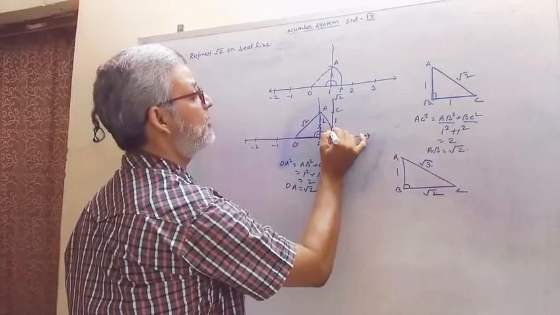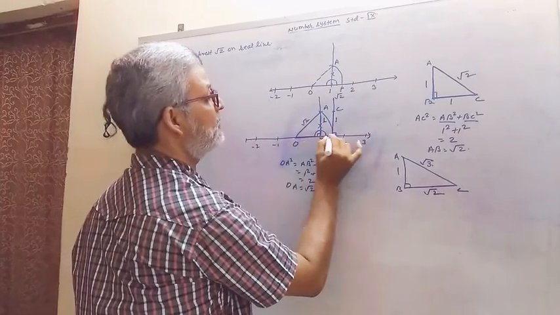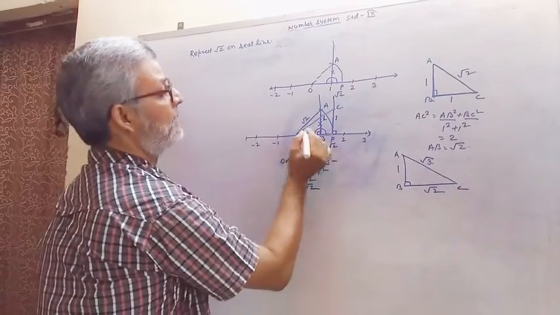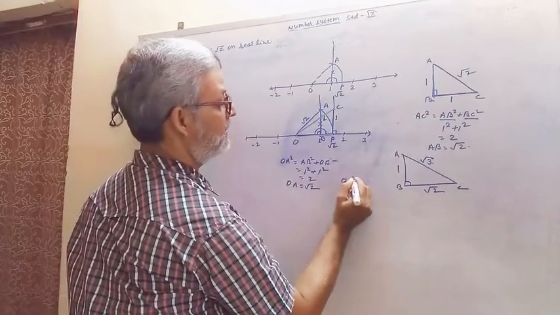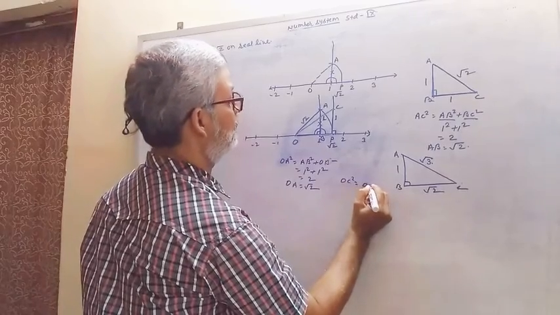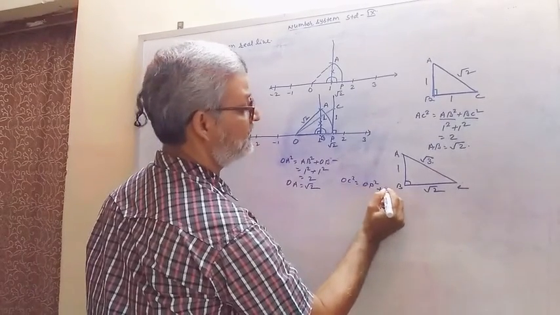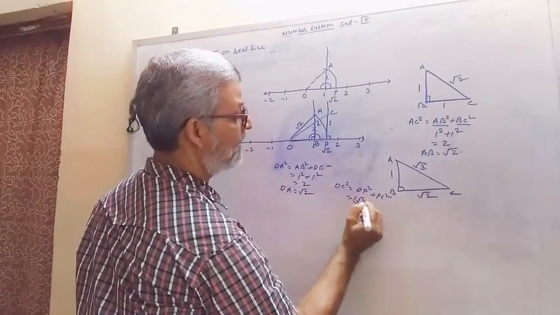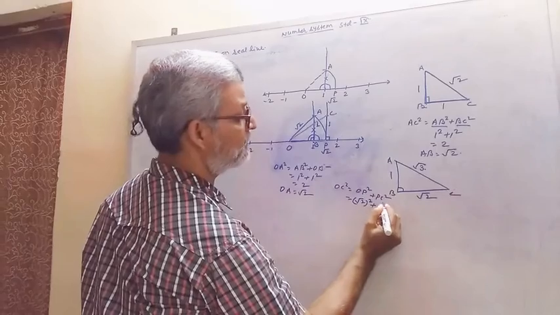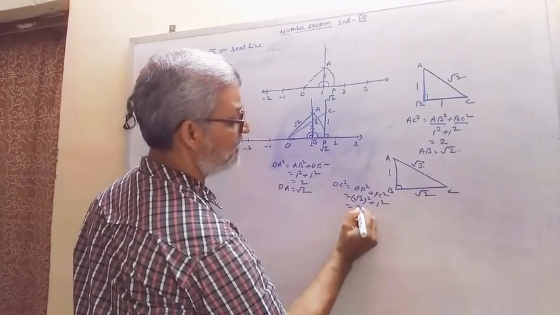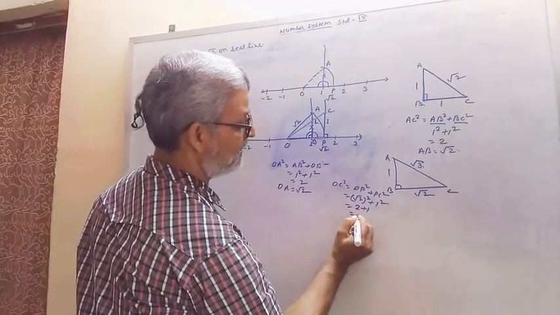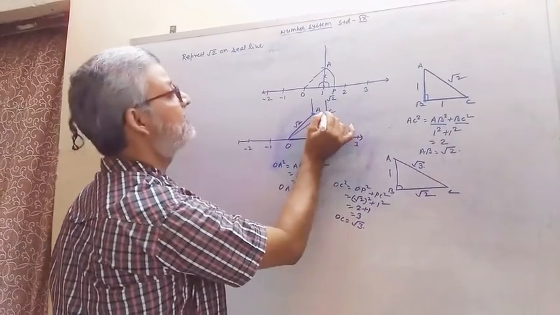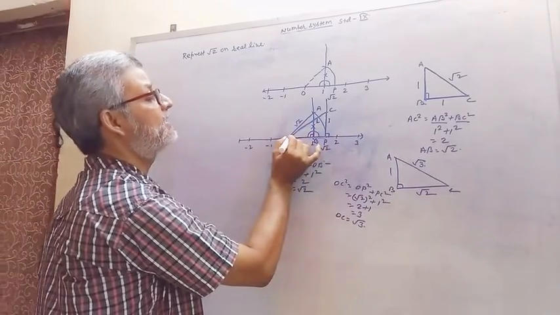So this PC is how much? 1 unit. This OP is how much? √2 unit. Now join OC. Now OC square is equal to OP square plus PC square. OP square means √2 square. PC square means 1 square. √2 square is 2. 1 square is 1. That is 3. So OC is equal to how much? √3. It means this distance we will get √3.